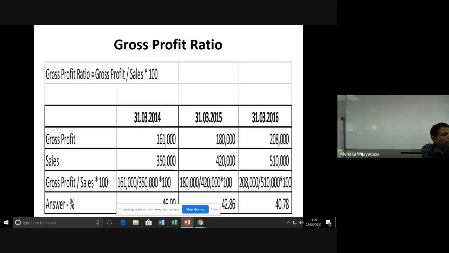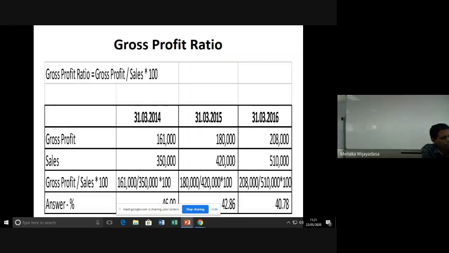Here you have to clearly understand, because when I marked the previous batch papers, I found in several places people incorrectly took the net profit instead of the gross profit. Therefore, very clearly, when it comes to the gross profit ratio, you have to take the gross profit divided by sales into 100. No need to take averages, since both items in the ratio are from the income statement.